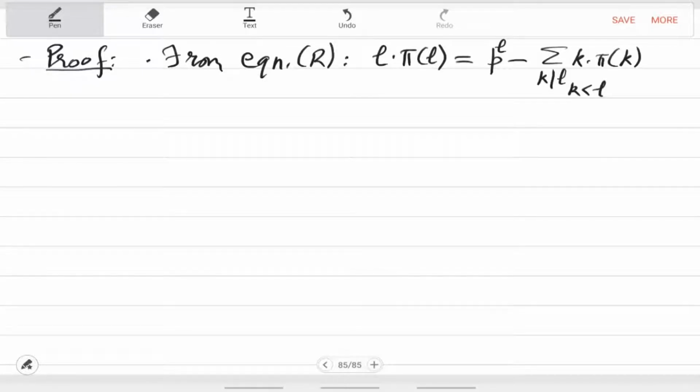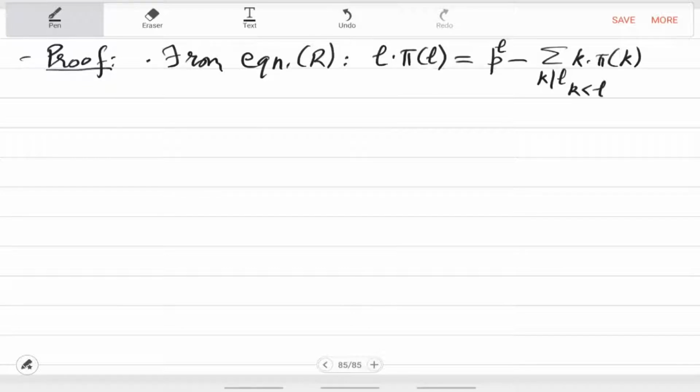So K less than L in this case will mean, can K be L minus 1? It has to divide L, right? So it's L by 2 or less. So it only goes up to L by 2. That is the reason why you will get P raised to L by 2. So this is the error term, and this is significantly smaller than P raised to L. That is what you will see.